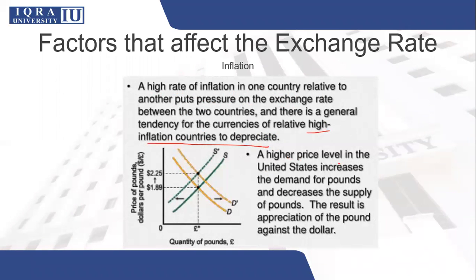A high price level in the United States increases the demand for pounds. What happens when there is inflation in a country and you can see the dollars cannot purchase a lot, you will shift to the other currency that is not depreciating that much. So people will start to demand pounds. So you can see that the demand for pounds is going to shift this way, and from the other side, the supply of pounds is decreasing. So it's going this way.